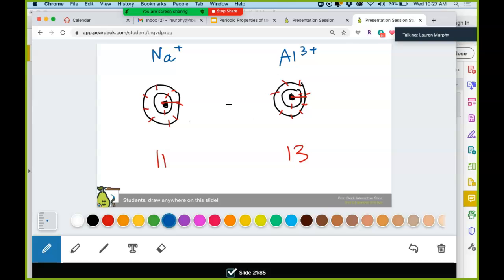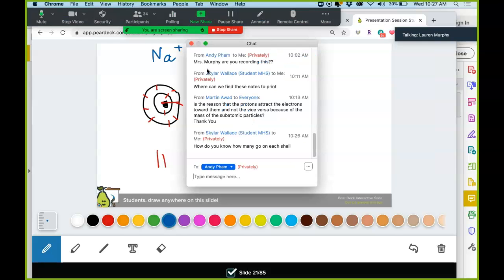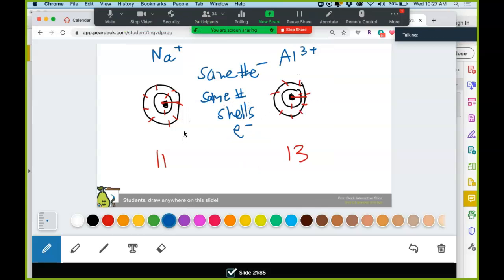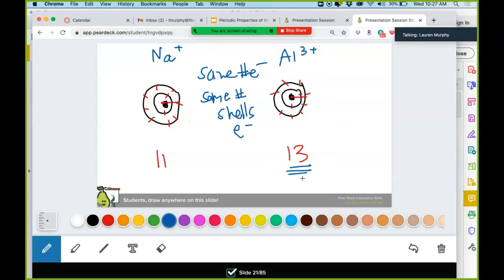So a common misconception is to think that they have the same radius. That is incorrect. They do not have the same radius. They do, however, have the same number of electrons, the same number of shells. So what do you suppose matters? Good job, Martin. More protons. This guy has 13 protons, right? We don't mess with protons. This guy has 11. 11 protons is less nuclear charge, therefore making it bigger.